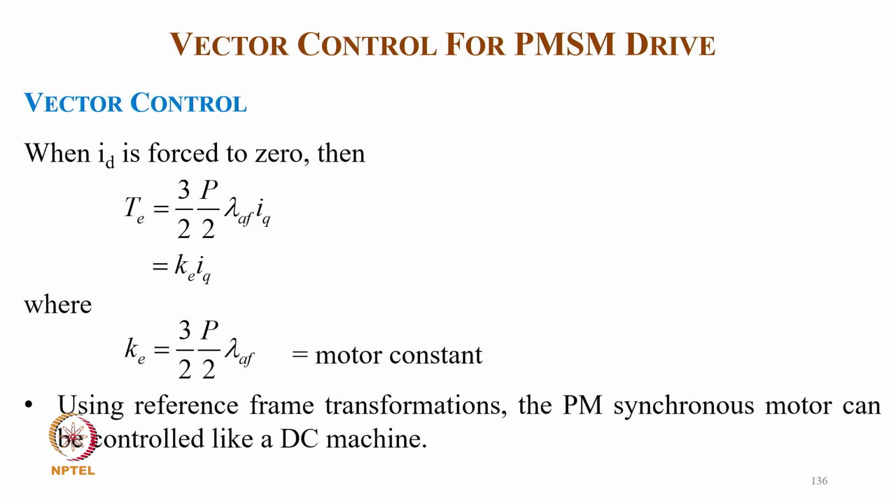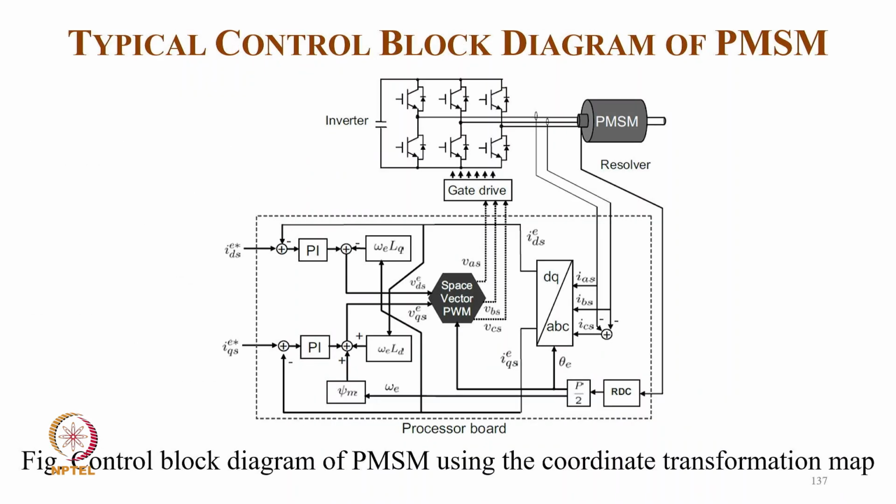Now when Id is forced to 0, then T equals 3/2 × P/2 × lambda_f × Iq, and that is Ke Iq, where K equals 3/2 × P/2 × lambda_f, the motor constant. So using a reference frame transformer, the PM synchronous motor can be controlled like a DC machine, and this is typically the block diagram of vector control using coordinate transformation.